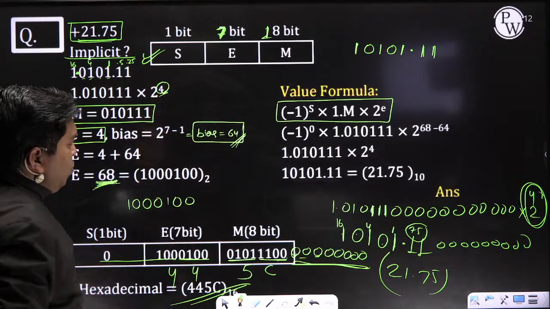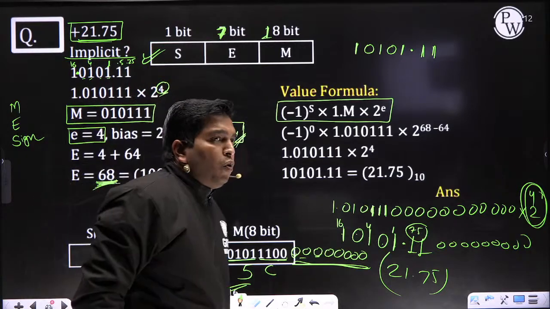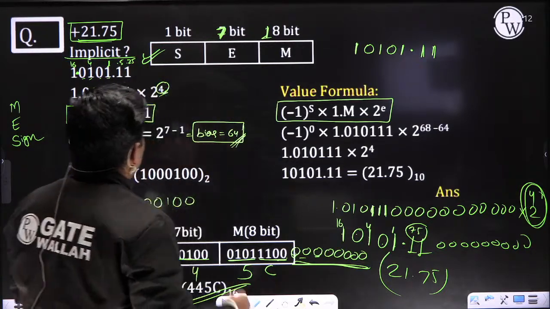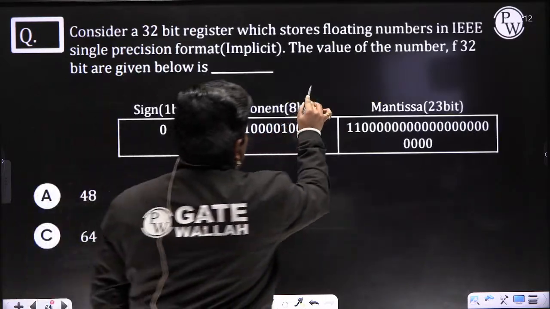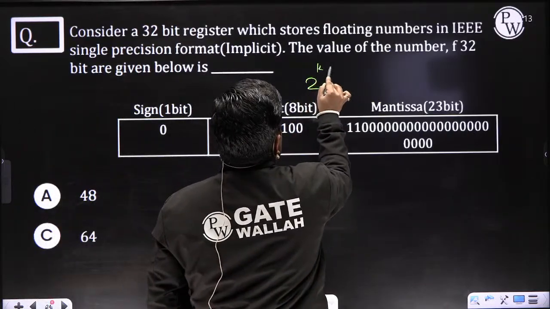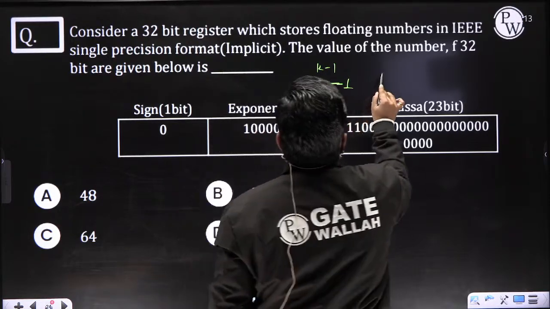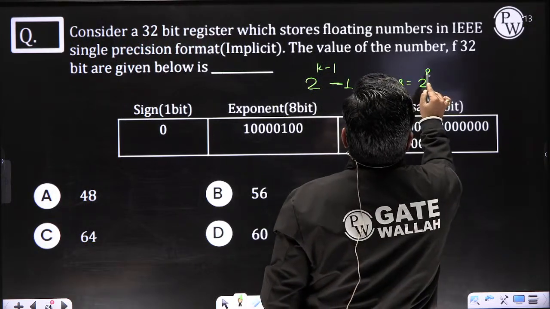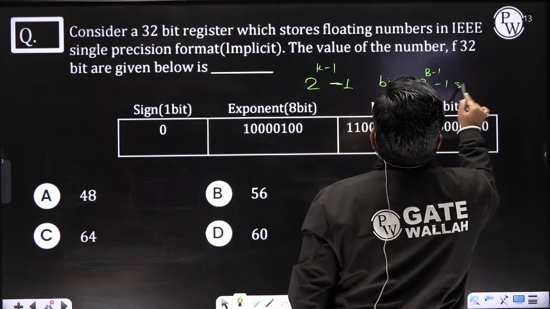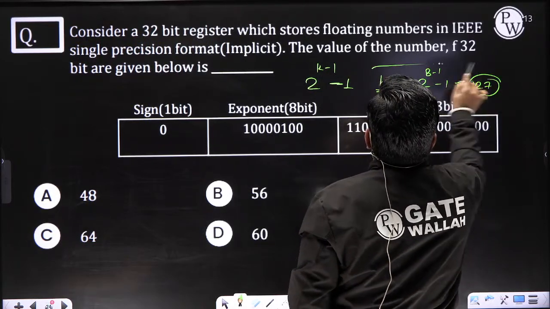So what happened in IEEE? Please try to understand. In a normal case, bias will be 2 raised to power k minus 1. In the IEEE, bias will be 2 raised to power k minus 1, minus 1. Like here, how much will the bias be? In single precision 32 bit, 2 raised to power 8 minus 1, minus 1, which is 127. Bias will be 127.